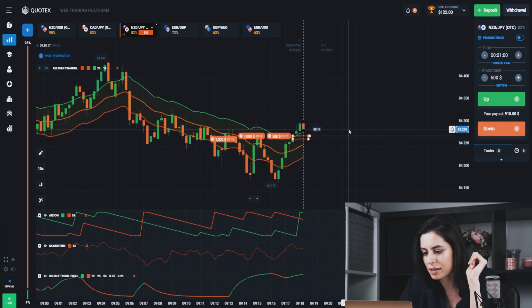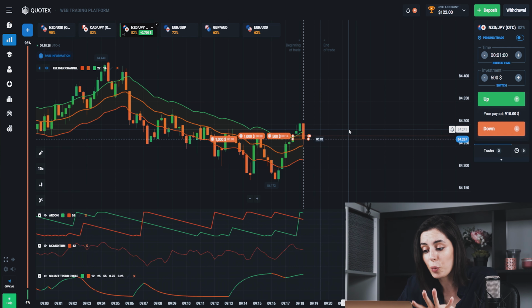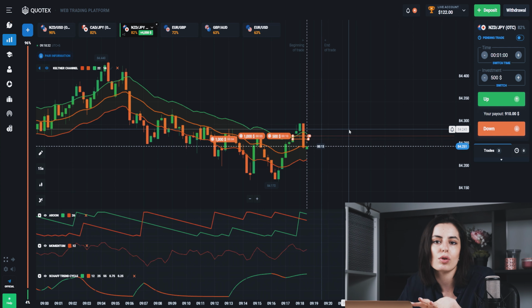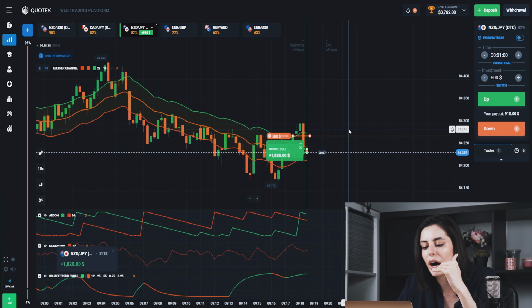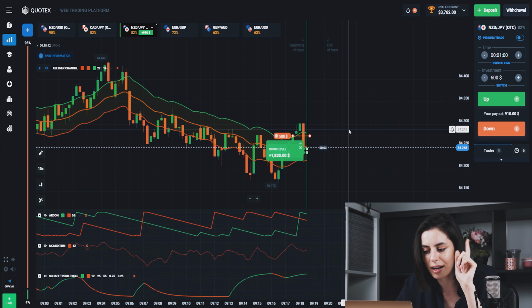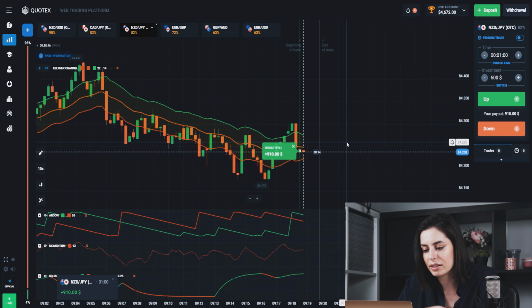Let's wait, 20 seconds left. And here you may see we already have this orange candle. In some situations when it's not so perfectly predictable and you're just trusting the indicators, it seems like I'm some magician, I don't know, some psychic or something like that. But no, this is only the indicators.